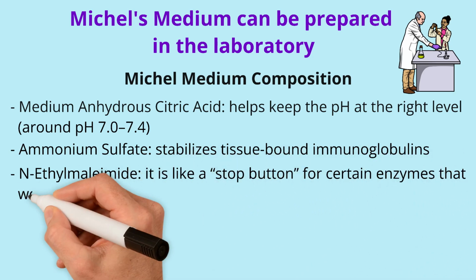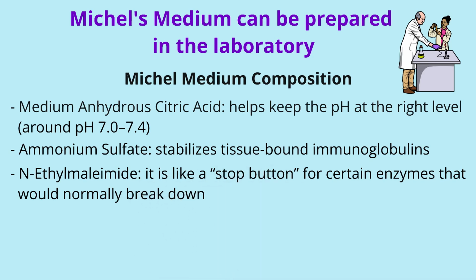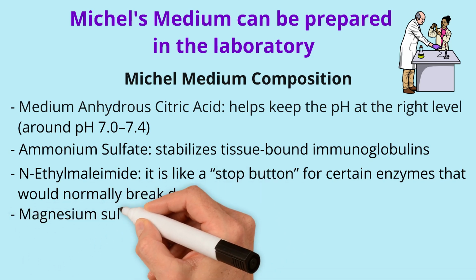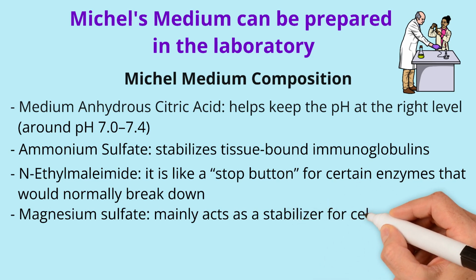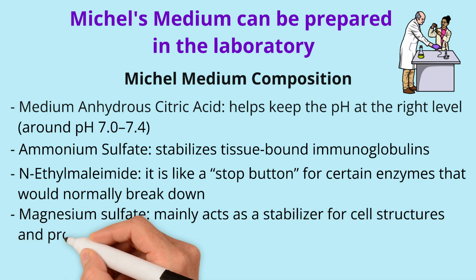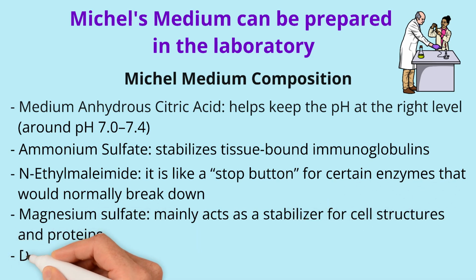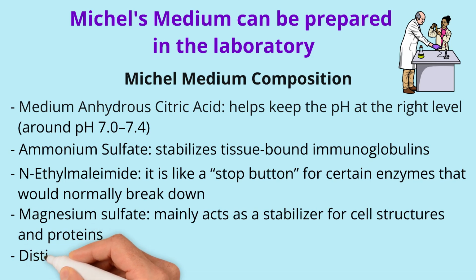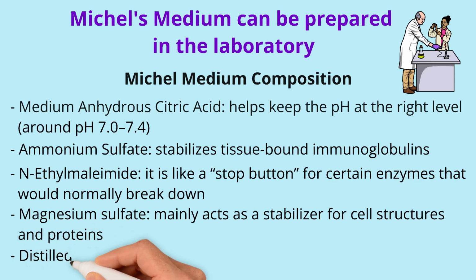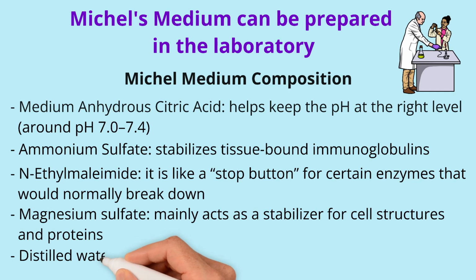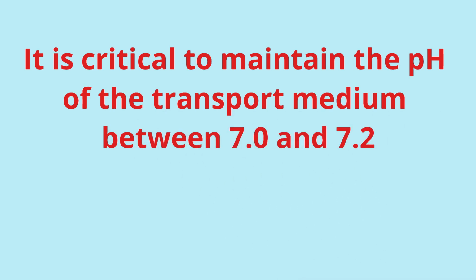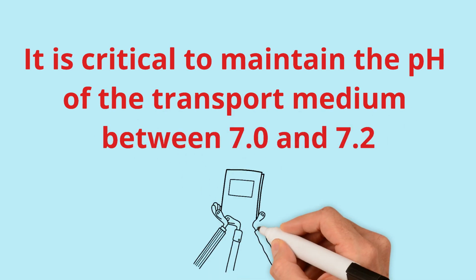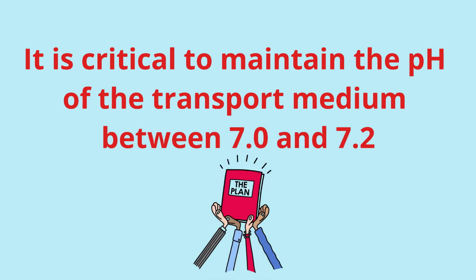N-ethylmaleimide is like a stop button for certain enzymes that would normally break down proteins in the tissue. Without it, those enzymes could start digesting the sample after it is collected, damaging important structure. Magnesium sulfate mainly acts as a stabilizer for cell structure and proteins, and distilled water. It is critical to maintain the pH of the transport medium between 7.0 and 7.2 to avoid inconsistent results.